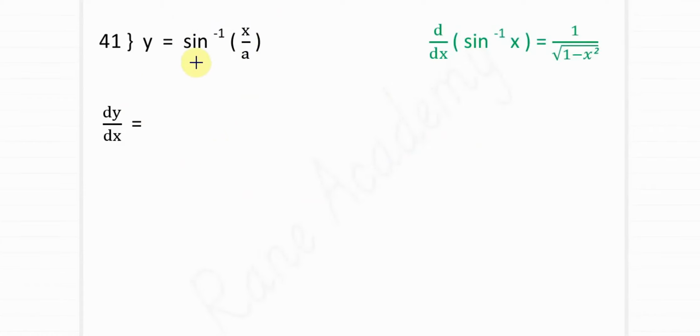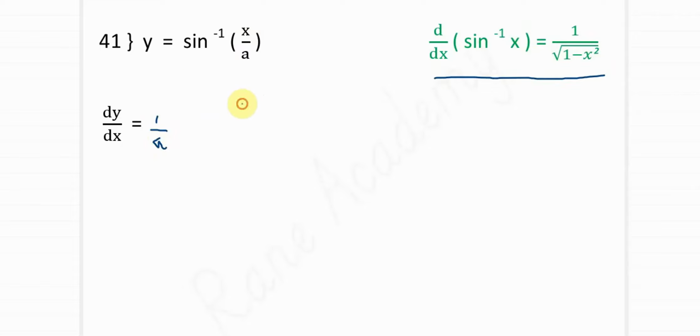Y is equal to sine inverse of x by a. Now we have the standard result: derivative of sine inverse x is 1 upon under root of 1 minus x square. Now instead of x we have x by a. So instead of x we are going to write x by a, and then we are going to differentiate x by a. Now in x by a, 1 upon a is a constant, so we write it as it is, and derivative of x is 1.